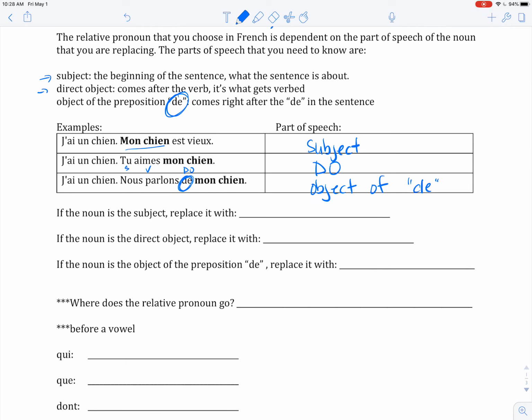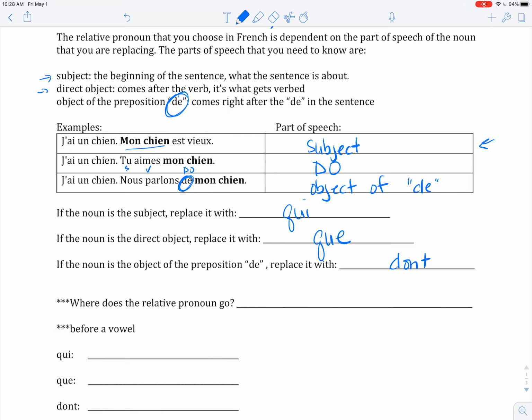So the next step is, if the noun that we're replacing is the subject of the sentence, we're going to replace it with qui. Like the second example, if the noun that we're replacing, the noun in the second sentence, is the direct object, we're going to replace it with que. And that's something that we had done last year. If the noun is the object of the preposition de, we're going to replace it with dont. This is what's new. Okay.